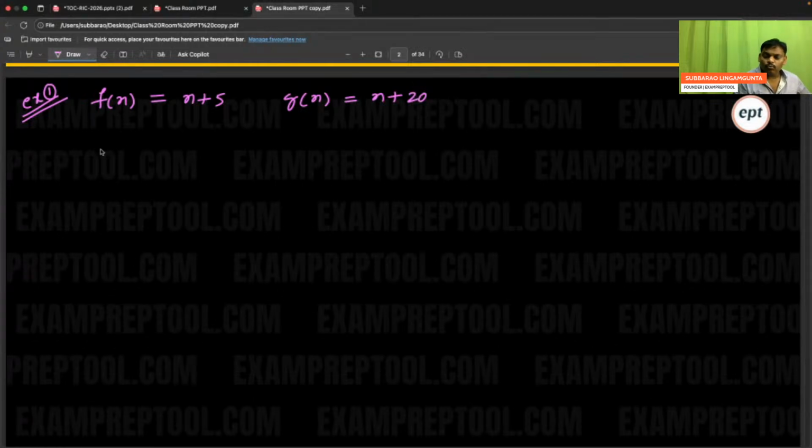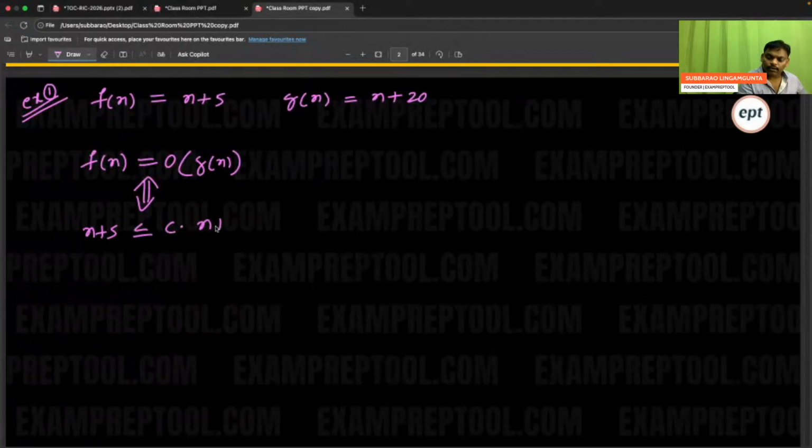So now I want to prove theta. See the answer. Theta means big O required, omega required. Let me prove big O. F of n is big O of g of n. When you say f of n, n plus 5, less than or equal to some c into g of n. What is the g of n? N plus 20. When you say big O, write bigger. Left n plus 5, right n plus 20. Already bigger.